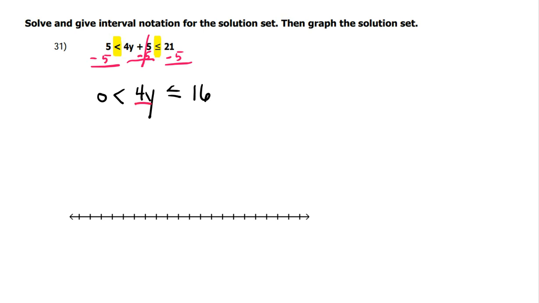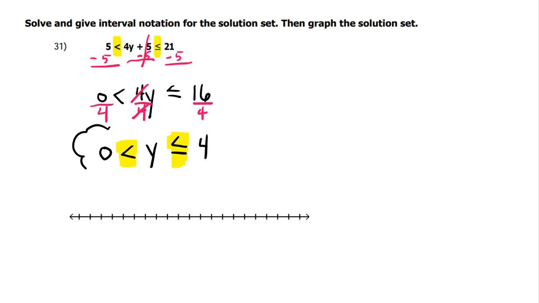And now I'm going to divide off the 4 because 4 over 4 is just 1, and 1 times y is y. But you have to divide both ends by 4 also. And 0 divided by 4 is still 0. And now you've got the y, and 16 divided by 4 is 4. And keep in mind, you've got a less than sign and a less than or equal to sign. So this is the solving of the inequality.